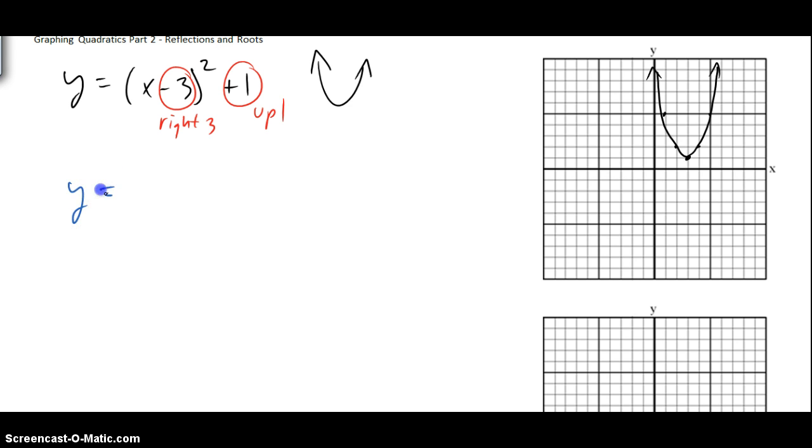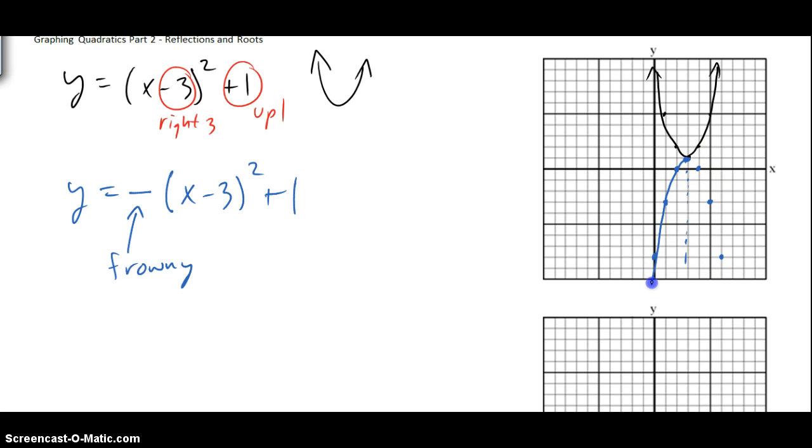If we had y equals negative (x minus 3) squared plus 1, again, the vertex is still 3, 1. So it's going to be in the same spot, but now it's negative. This means it's going to be frowning. Okay? So instead of over 1, up 1, it's going to be over 1, down 1, over 2, down 4, over 3, down 9. So that's going to be right there. And then across our axis of symmetry, it goes like that.